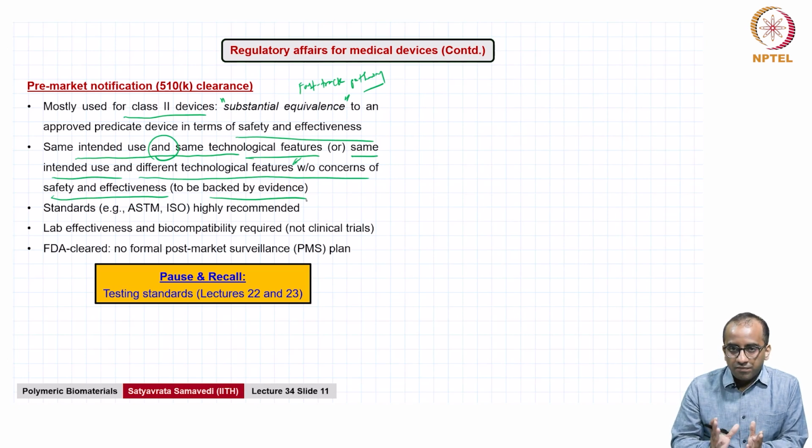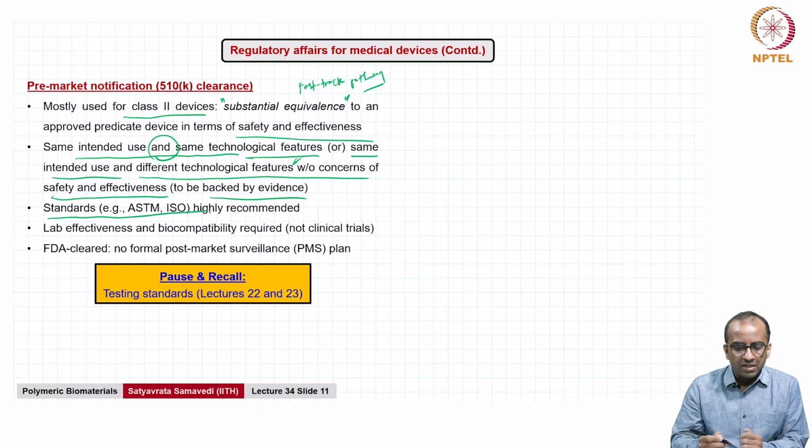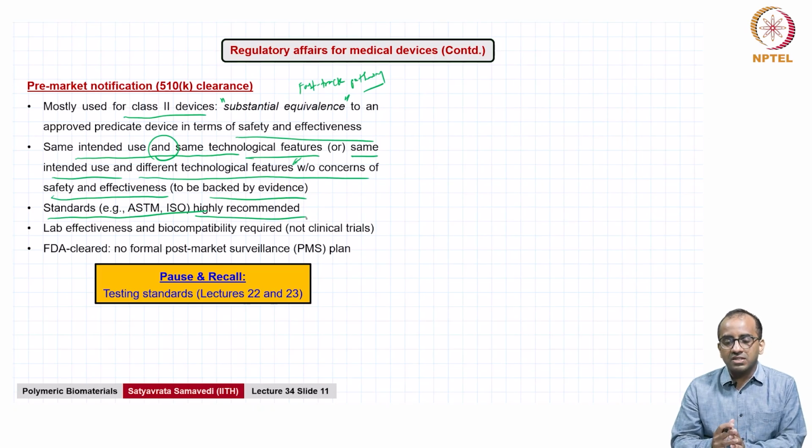And typically for these kinds of approval pathways, very standard testing methodologies are available through ASTM or ISO, and they are very highly recommended. As we have already seen, standardized testing is not mandated by the FDA, but it is almost always expected that you will use standardized tests. So, that is sort of the expectation. As long as you are using a particular standardized test that is well established, you should be okay.